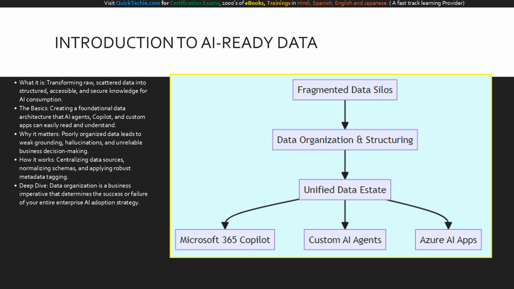Finally, at the bottom, we have our diverse ecosystem of AI systems, including Microsoft 365 Copilot, custom agents, and Azure AI applications. By funneling our raw data through this organizational bridge to create a unified data estate, we ensure that every single AI system draws from a governed and accurate source of truth. This diagram clearly illustrates why our organizational efforts are the absolute critical dependency for enterprise AI success.